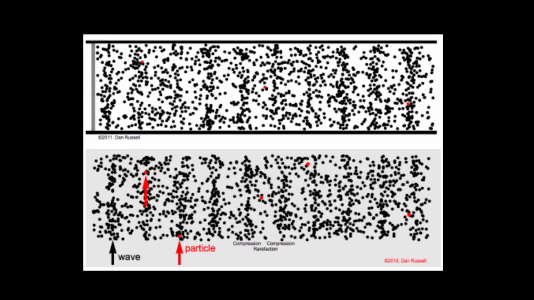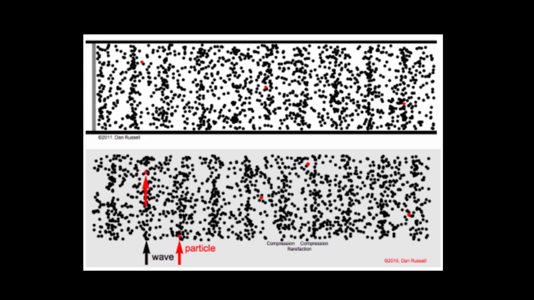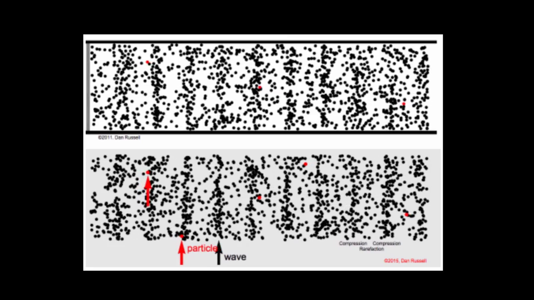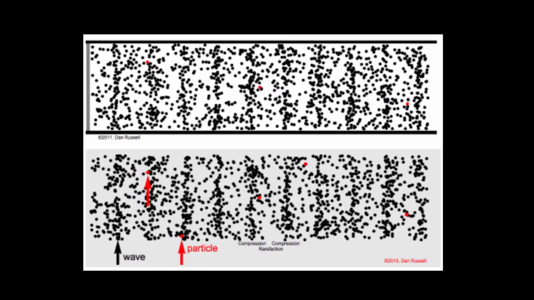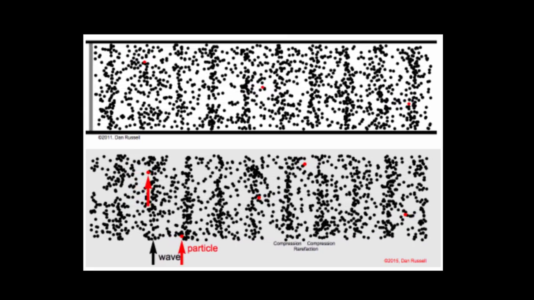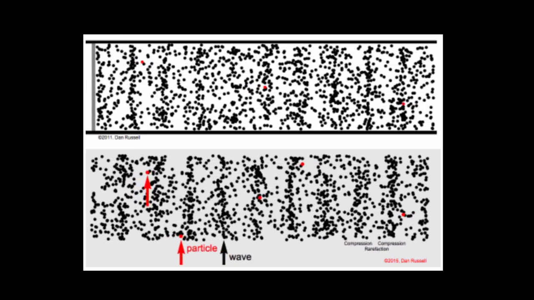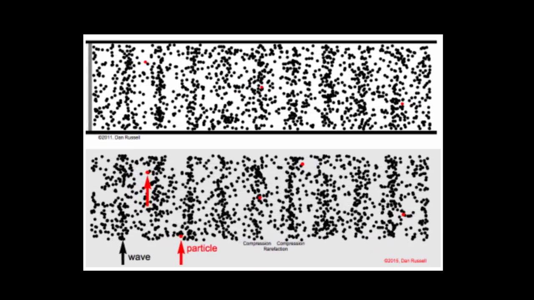If you're looking at an example of a longitudinal wave, longitudinal waves or compression waves will move the energy with that compression, but matter is not moved. If you look at the red dots in these animations, they just move back and forth, but they don't move down with the wave.